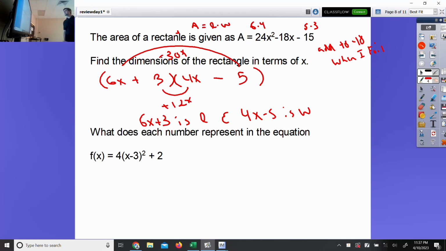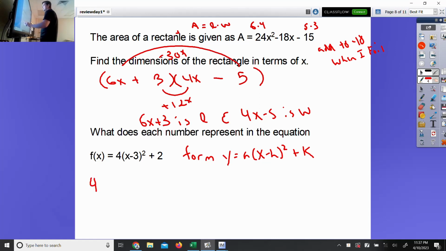What's up with this one? What does each number represent in the equation? This thing is in the form y equals a times (x minus h) squared plus k. So what does each number mean? We'll start with the 4. The 4 is, I always taught you guys this is initial slope.